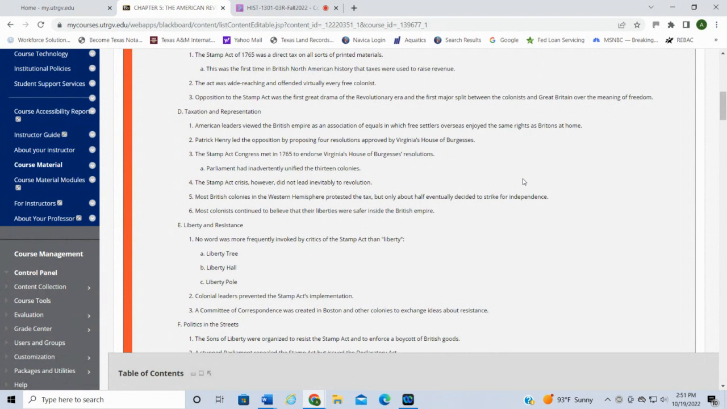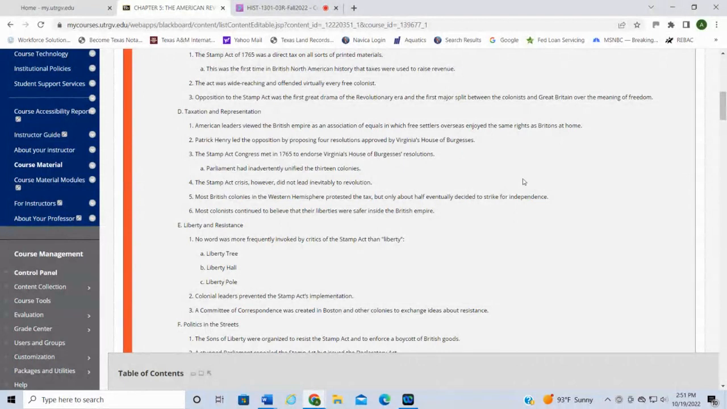So Patrick Henry led the opposition by proposing four resolutions approved by the Virginia House of Burgesses, and the Stamp Act Congress met in 1765 to endorse Virginia's House of Burgesses resolution. Parliament had inadvertently unified the 13 colonies, because now all the colonies were feeling the pain of these acts. They were united in a way they had never really been united before. Now they were no longer Virginians or people from Massachusetts. Now they considered themselves American, because they were all being targeted by the British.